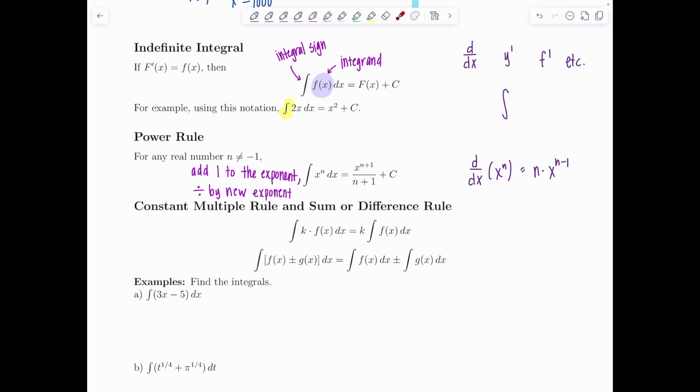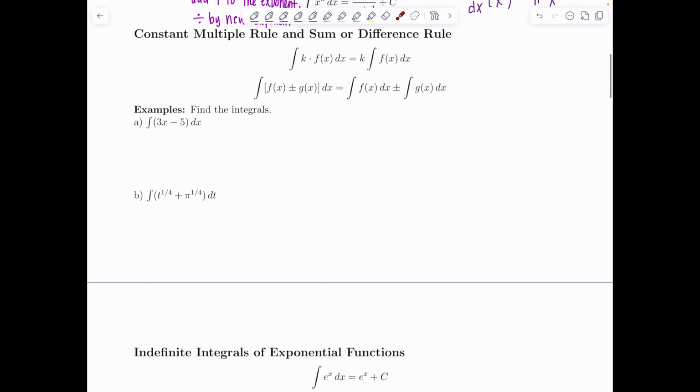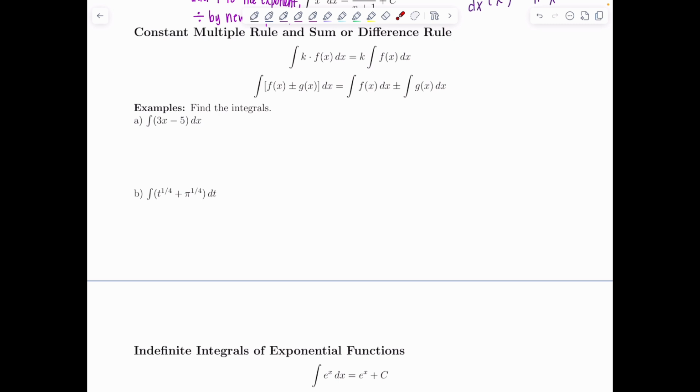So let's work on some examples, and then we'll look at more scenarios, how to find antiderivatives when the problems get a little spicier. Here we go. So find the integrals or find the antiderivatives. So we have the integral of 3x minus 5 dx. So remember, this integral sign means antidifferentiate.